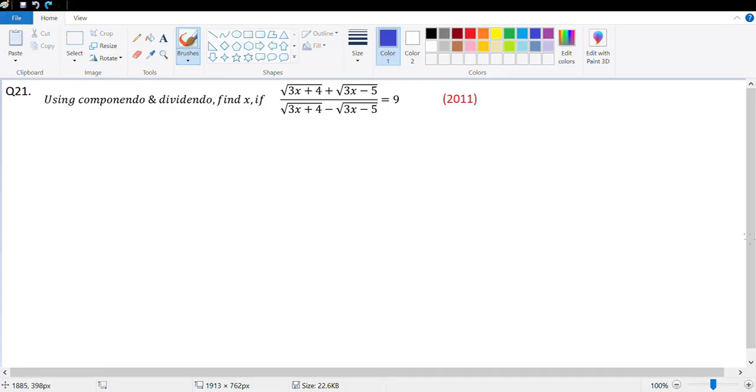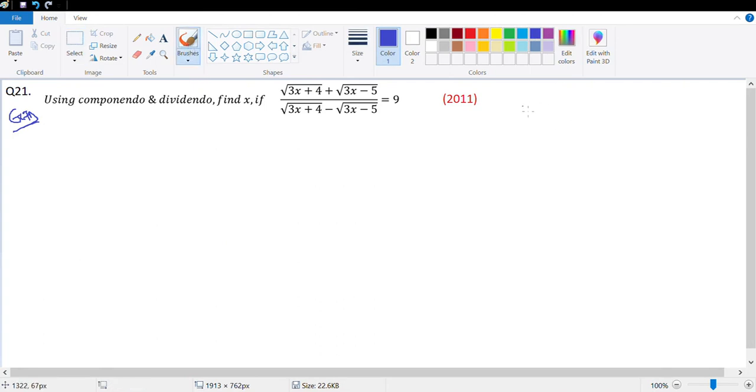Hi guys, let's look at the remaining questions of exercise 7D. Before we start, let's quickly revise what we've done, basically a revision of exercise 7D which we've been doing. Let's revise the concepts of this chapter.